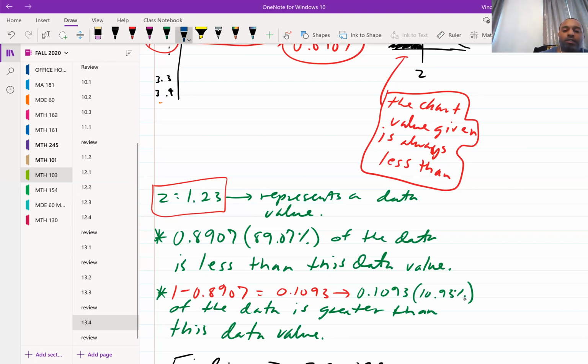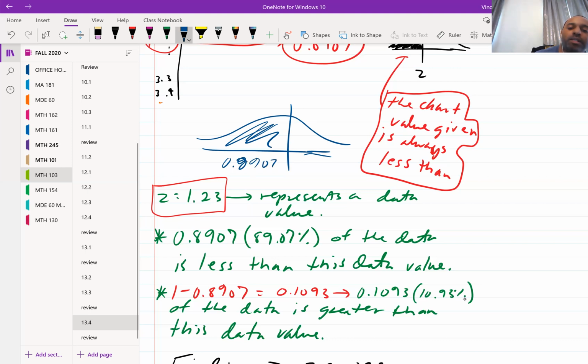And that means subtracting that from 1 gives you 0.1093. So that means 10.93% of the data is greater than this value. So remember, we talked about everything under the curve is equal to 1. So if I know one side, which is 0.8907, that means that this side subtracted from 1 will be 0.1093. So that's how that works.